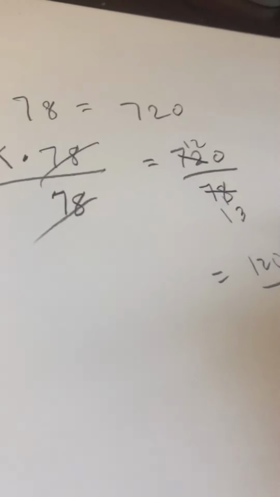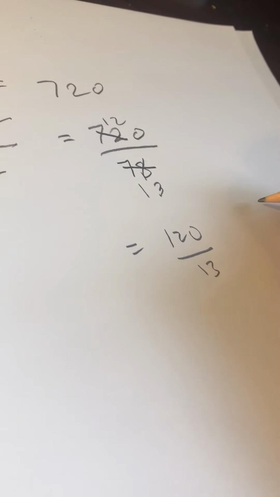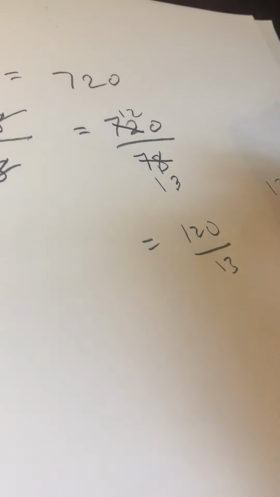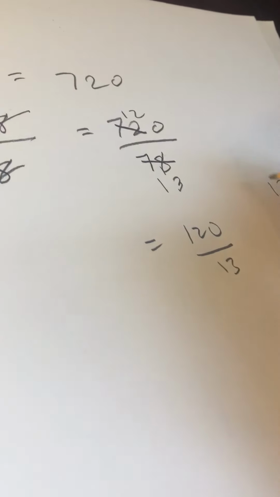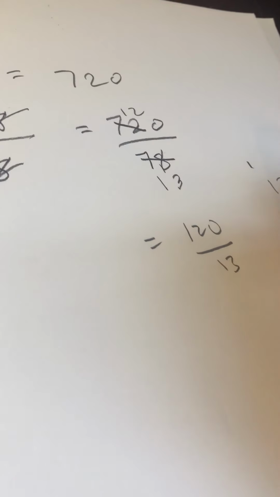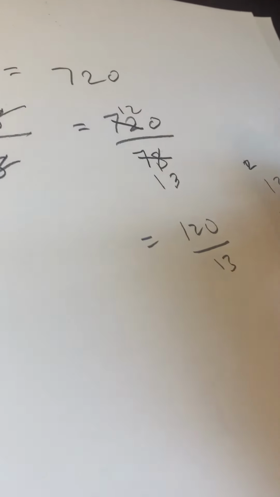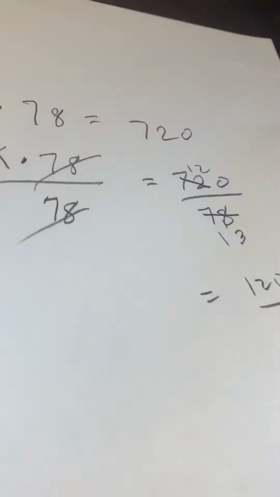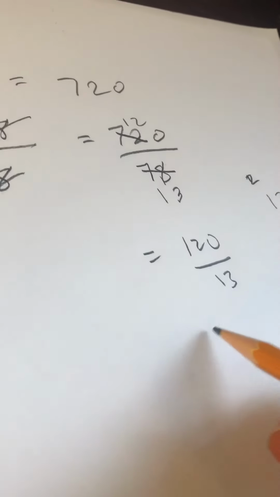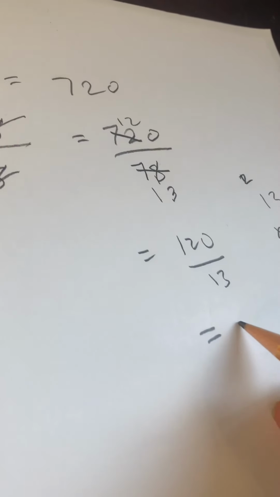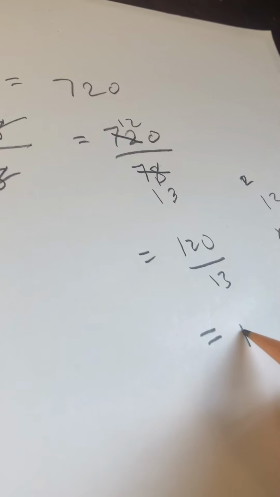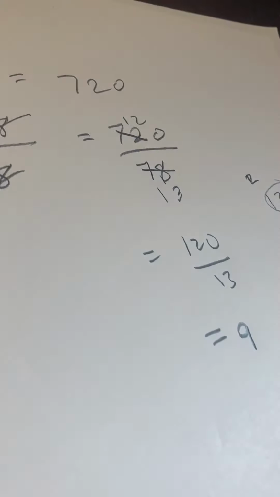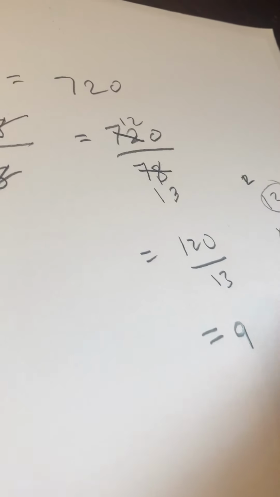You should be able to see, does that work? 13 times 9: 9 threes, 27, carry the 2. 9 ones, 9, and 2 is 11. So 117. So it's going to be 9 times, and I'm going to have a remainder of 3.